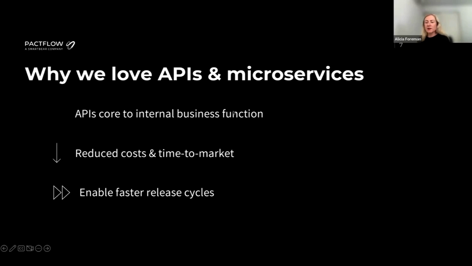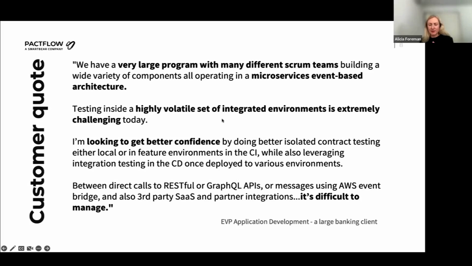So APIs and microservices are a huge value add, especially when we consider them against a traditional monolith architecture. They enable us to reduce time and cost to get our new features and solutions to market and enable us to speed up those release cycles. But like with everything, there can be some downfalls.